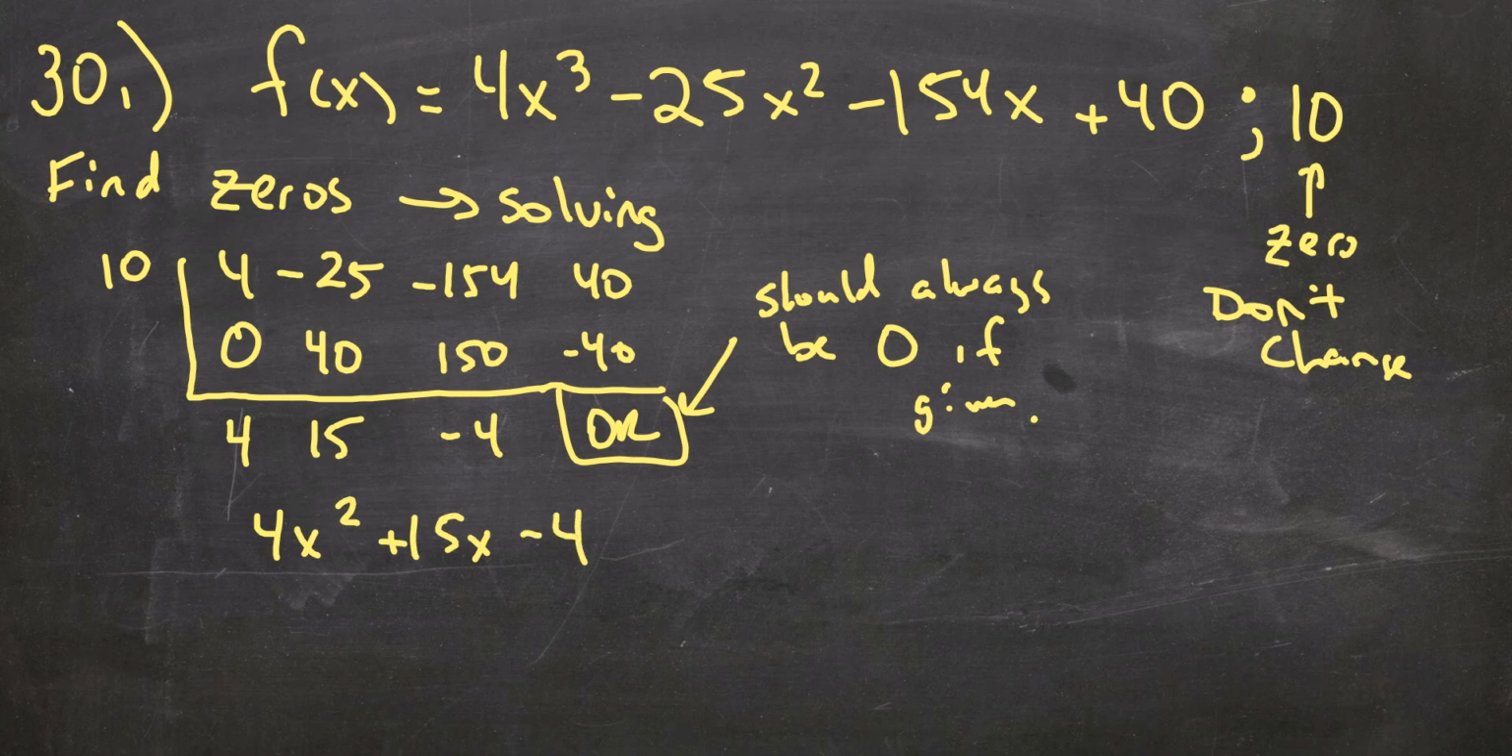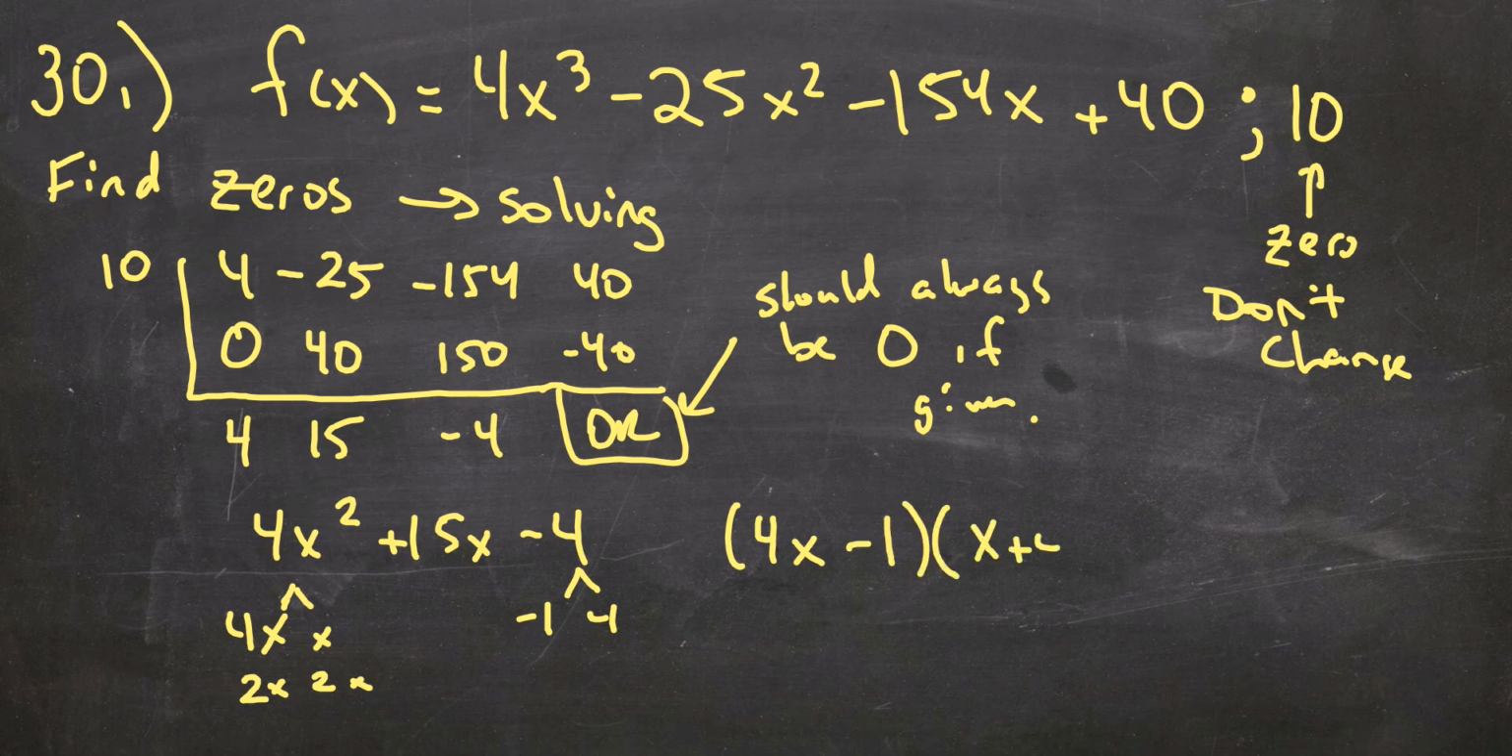Now I'm going to factor that into 4x and x, or 2x and 2x. Negative 1 and 4, and I think that's going to work, so I'm going to put 4x minus 1, x plus 4 equals 0. If I check, the outside gives me 16x, the inside is minus 1x. Together that works. It's going to be 15x. So it's going to work.